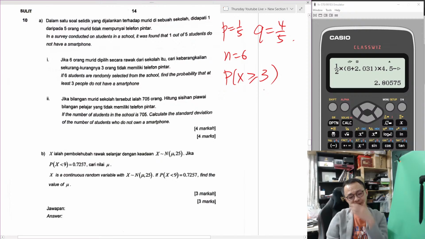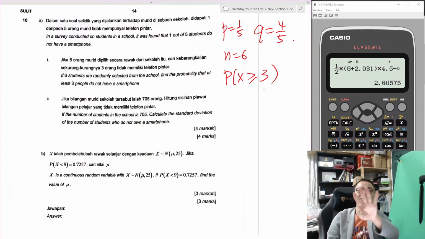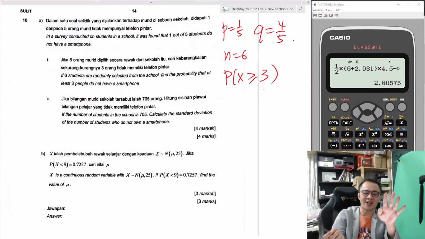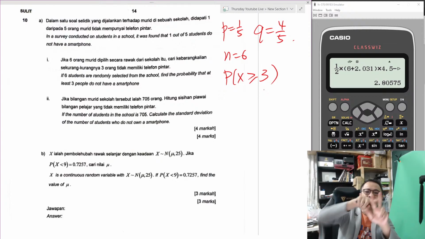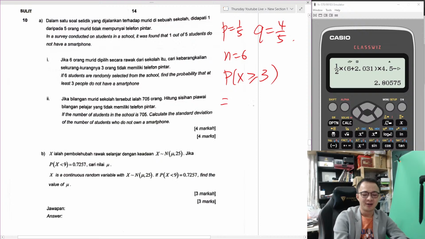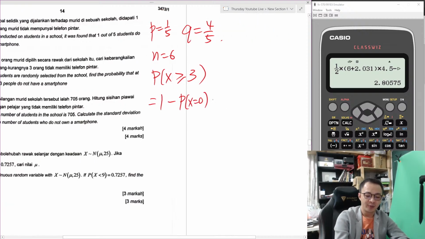Okay, so here, if I do at least 3, it's 3, 4, 5, 6. We need to do 4 terms. But I prefer to use 1 minus. With 1 minus, I only need to subtract 0, 1, 2, 3 terms. Then I use 1 minus probability x equals 0, minus probability x equals 1, minus probability x equals 2.